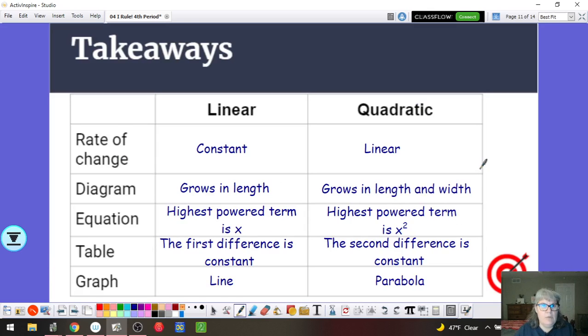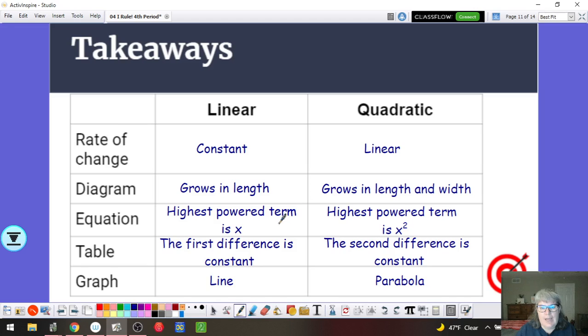So what are our takeaways? When we compare a linear to a quadratic, the linear is constant for a rate of change. The quadratic has a linear rate of change, which we saw in our recursive formula. For a diagram, we're only changing one dimension, so we're saying it's going to grow in length. But for quadratic, it's going to grow in length and width. It changes in 2 dimensions.